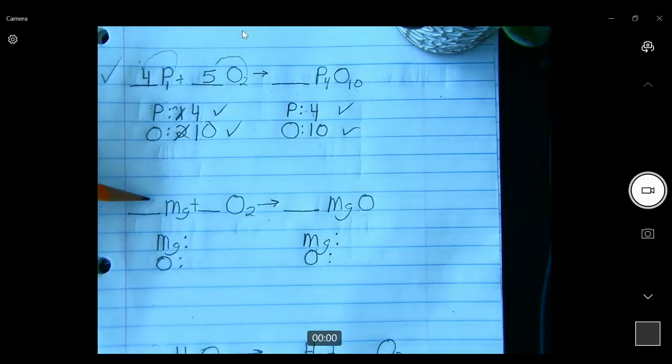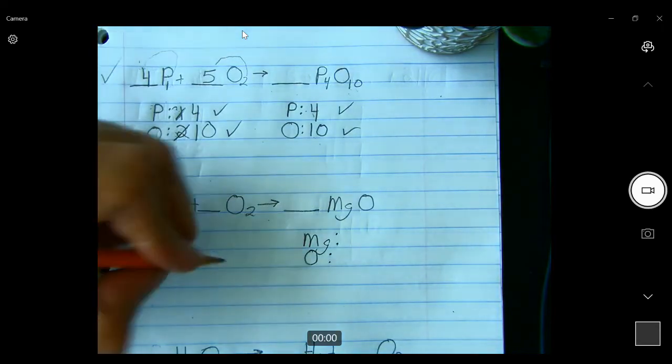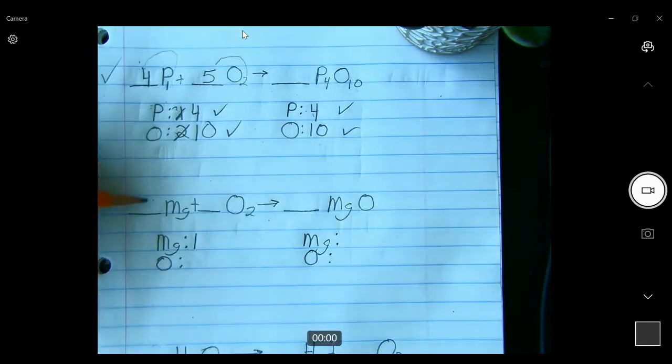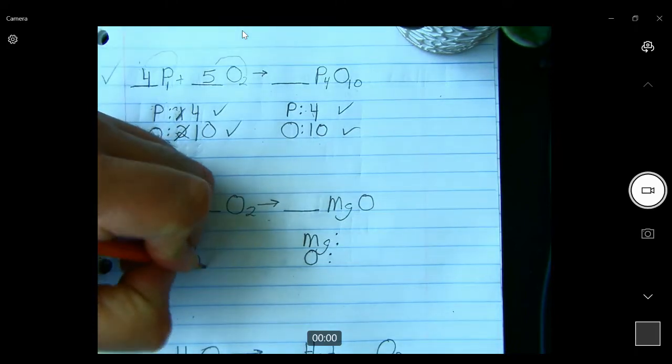So remember, if there is no coefficient or subscript, then you just say it's 1 times 1 because there's a 1 coefficient, a 1 subscript. 1 times 1 is 1. Right here, again, if there's no coefficient, you just assume it's a 1. 1 times 2, you just put a 2 right here.